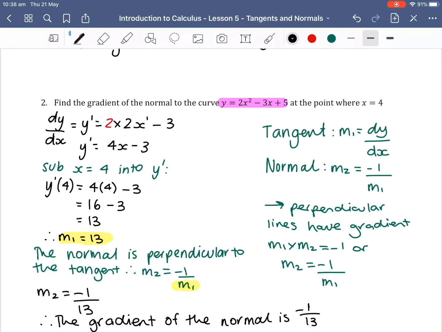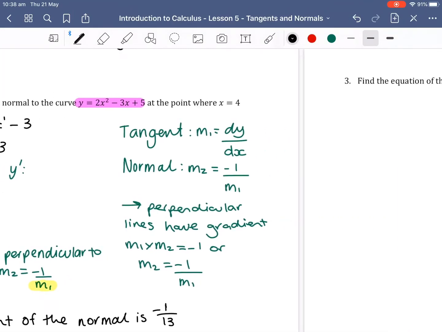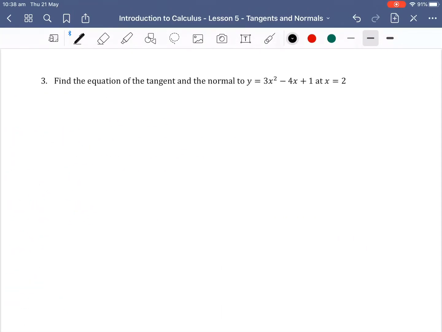Okay, so we just need to remember with our tangent and our normals that they're perpendicular lines, so we need to use what we know about gradient. For example 3, we want to find the equation of the tangent and the normal to y equals 3x squared minus 4x plus 1 at the point x equals 2.